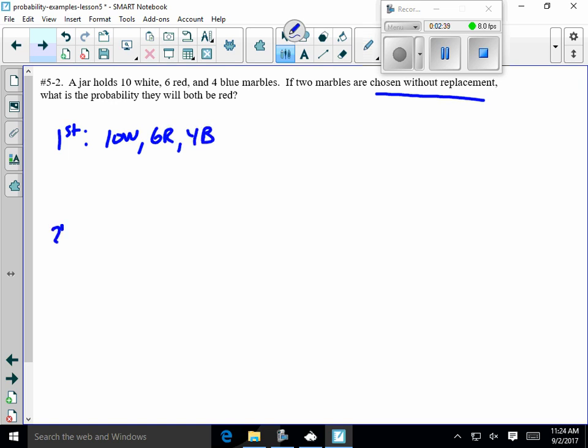But the second time that I draw, I definitely am drawing one of the red ones out, right? So this one is going to get used up. We used to have 20 marbles. We drew one out. The second time, we're going to have the 10 white marbles still, but now we're only going to have 5 red marbles left, 4 blues, and that means there's only 19 left. So we have a different situation.